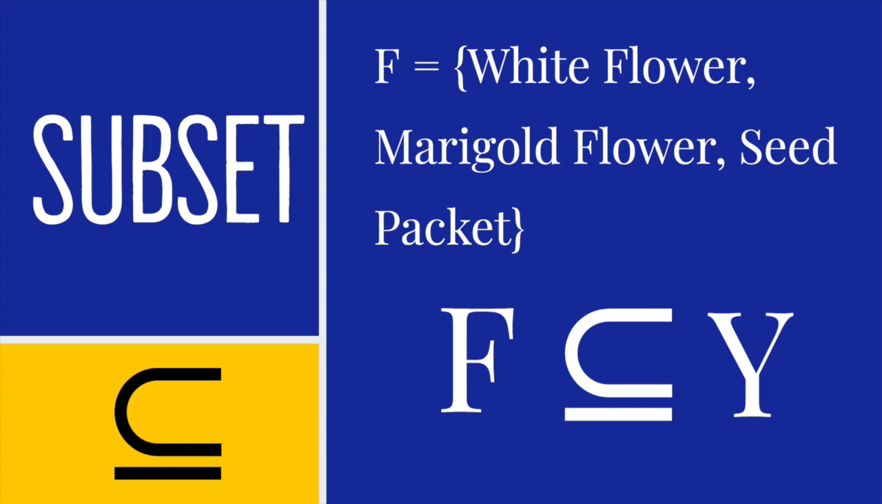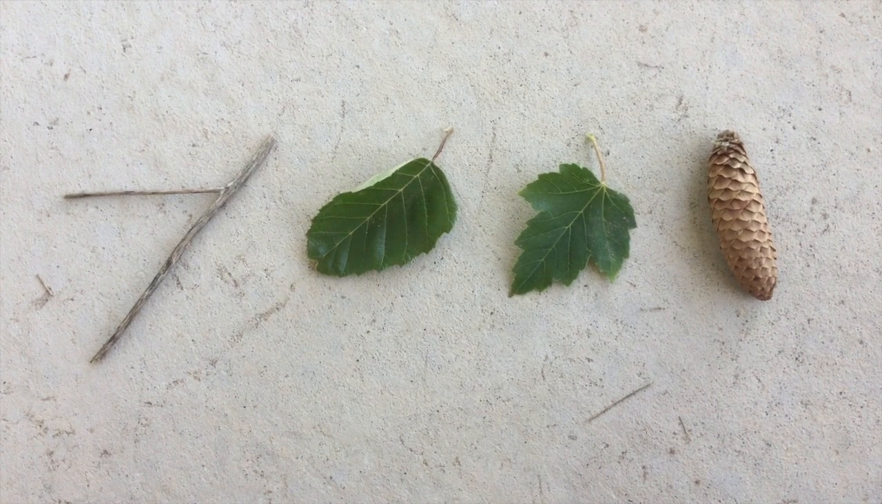It is correct to say that F is a subset of Y because all of the elements of F, the two kinds of flowers and the seed packet, do belong to set Y as well. This set of 4 elements is a subset of Y because all of these elements were part of set Y as well. We could also call it a proper subset because it's smaller than the original set.